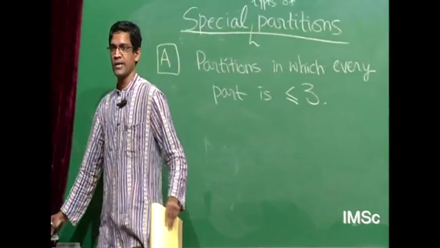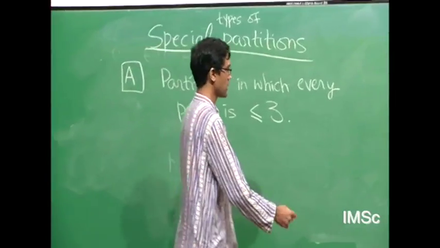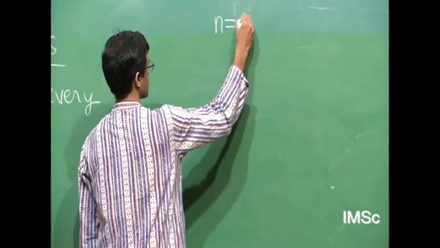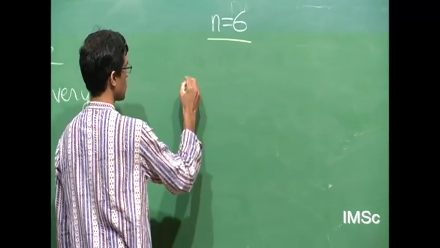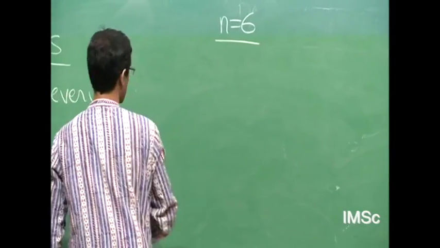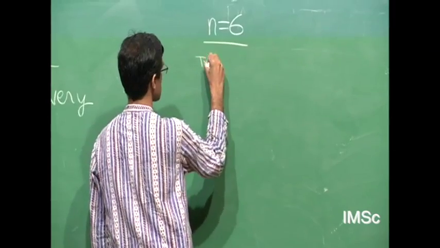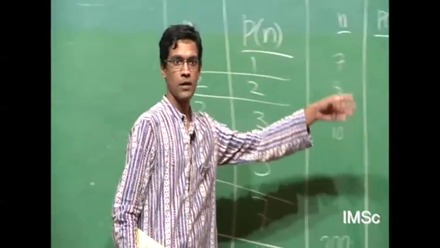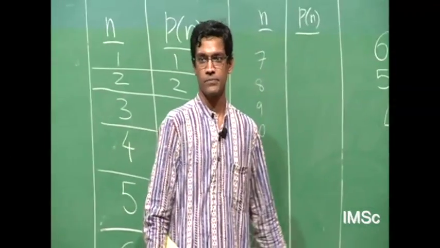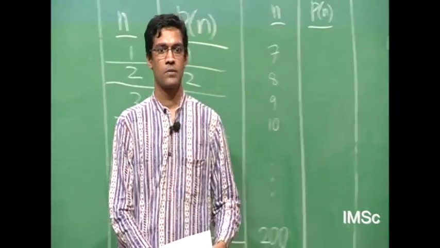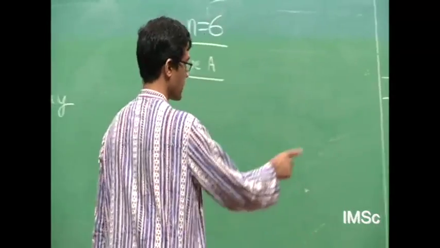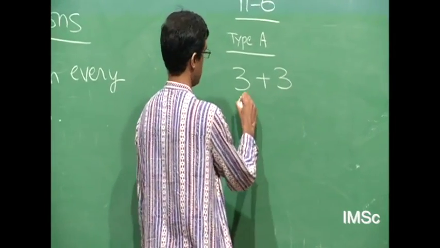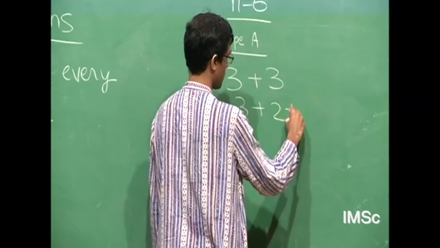Okay, so let's try and enumerate this. This is a simpler problem, of course. Let's try and list this out for, let's say, n equal to 6. Let me only list those partitions of type A. So let's go through the list, throw out the ones which don't satisfy this property. What's the very first one I get? 3 plus 3, followed by? Well, in fact, everything after it in my list.